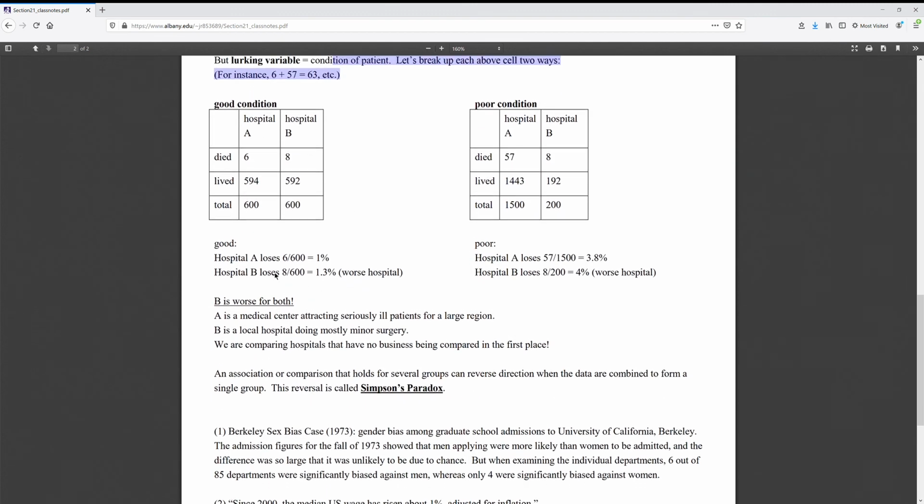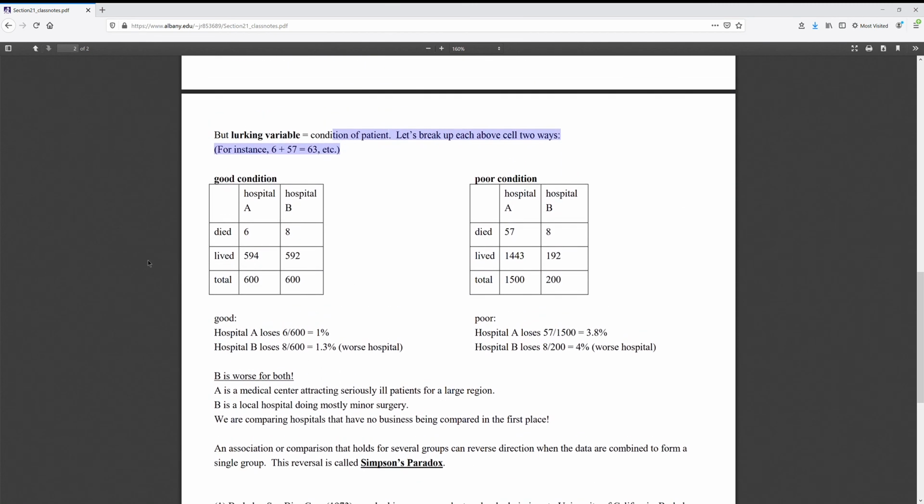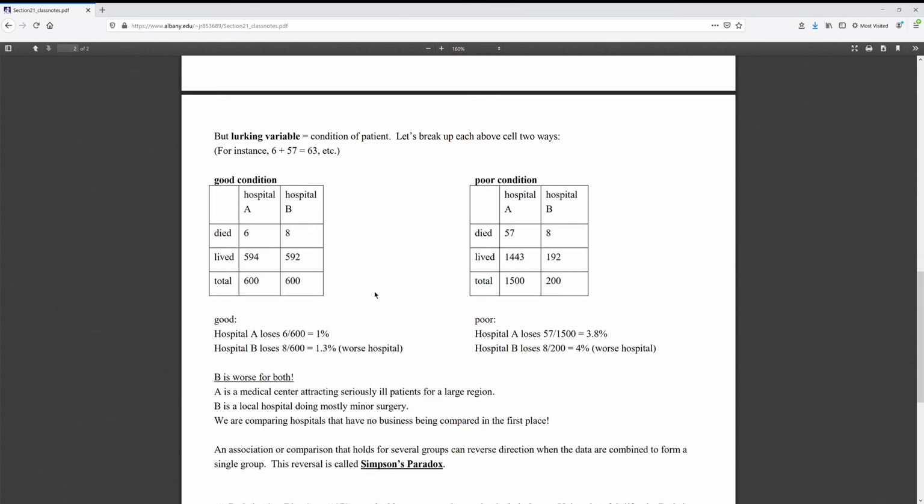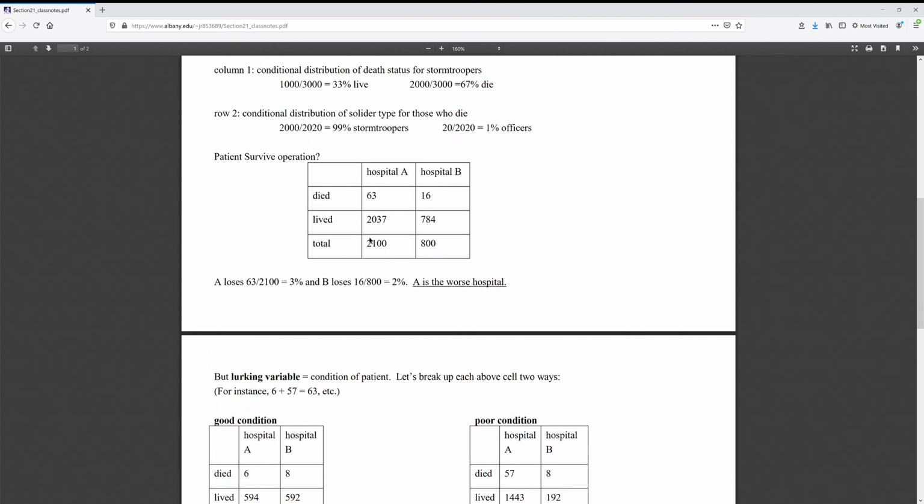This is an example of what they call Simpson's paradox. An association or comparison that holds for several groups can reverse direction entirely when the data are combined to form a single group, or say it the other way, when you break it apart to form more groups. So these trends can reverse, not just for one category, not just for the majority of the categories, but for all categories, which is what we're seeing. Regardless of what kind of surgery you're doing, hospital B is the worst hospital. But because of the things that we're comparing, you can deceive on this level.